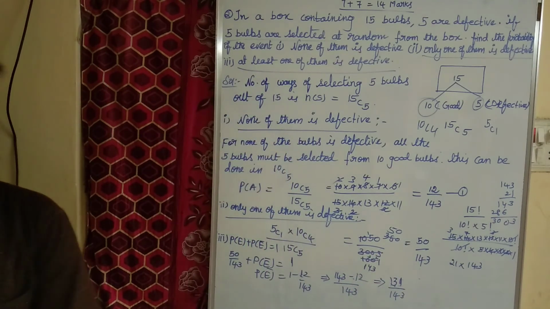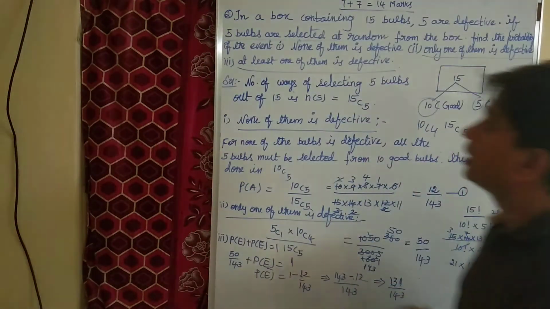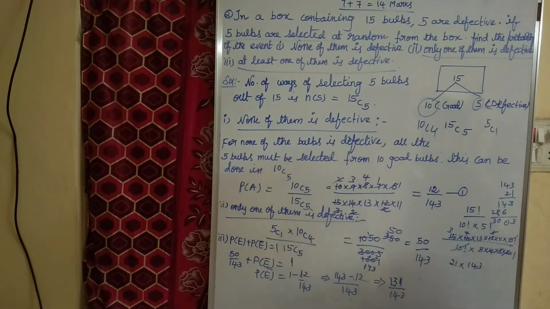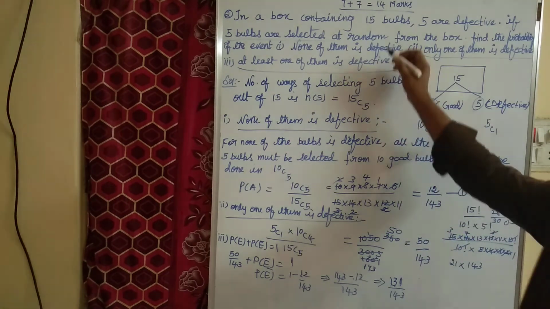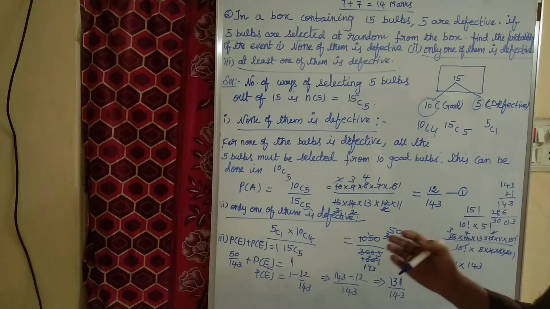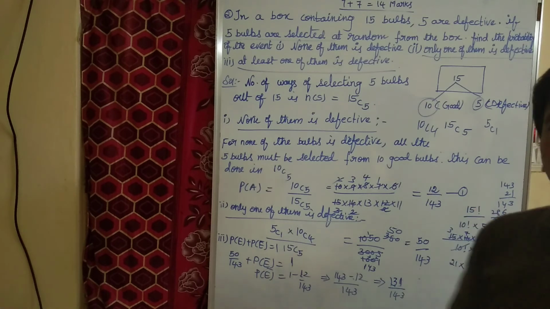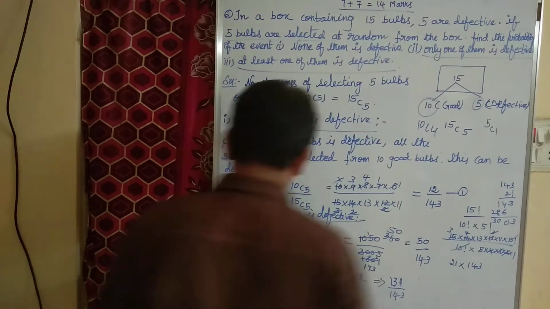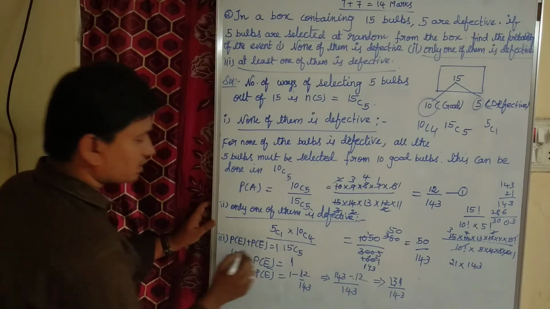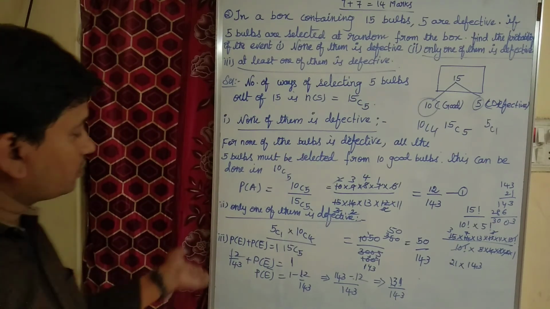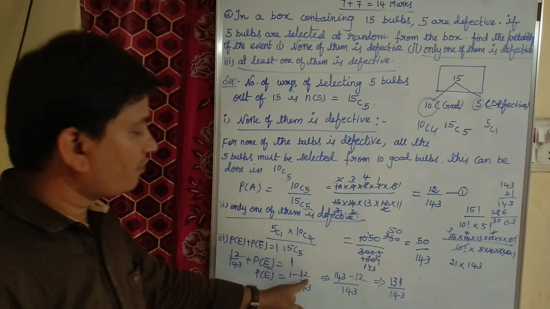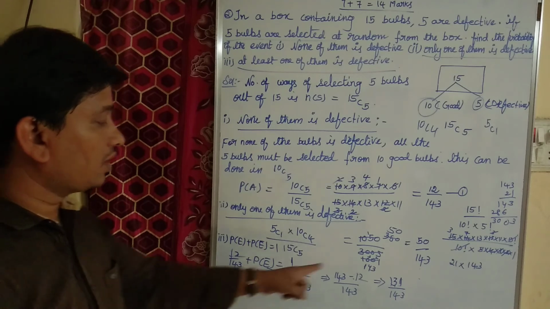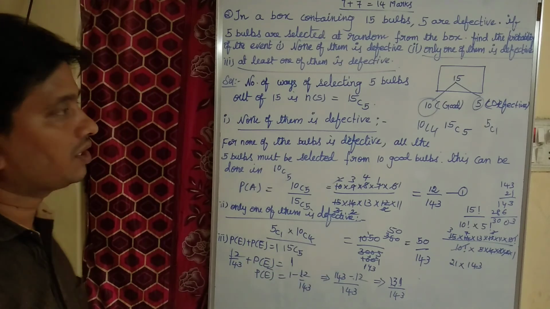Children, what is our third question? Our third question is, at least one of them is defective. Our first question is, none of them is defective. At least one of them is defective and none of them is defective, they both are complementary events. Complementary events means P of E plus P of E bar equal to 1. So P of E is here 12 by 143, plus P of E bar equal to 1. So I transpose 12 to that side. P of E bar equals 1 minus 12 by 143. We got 131 by 143.